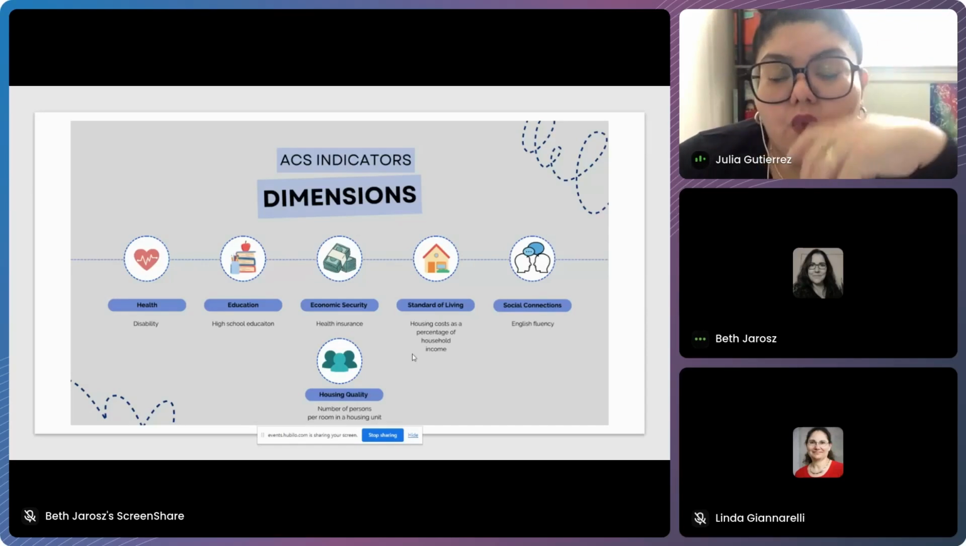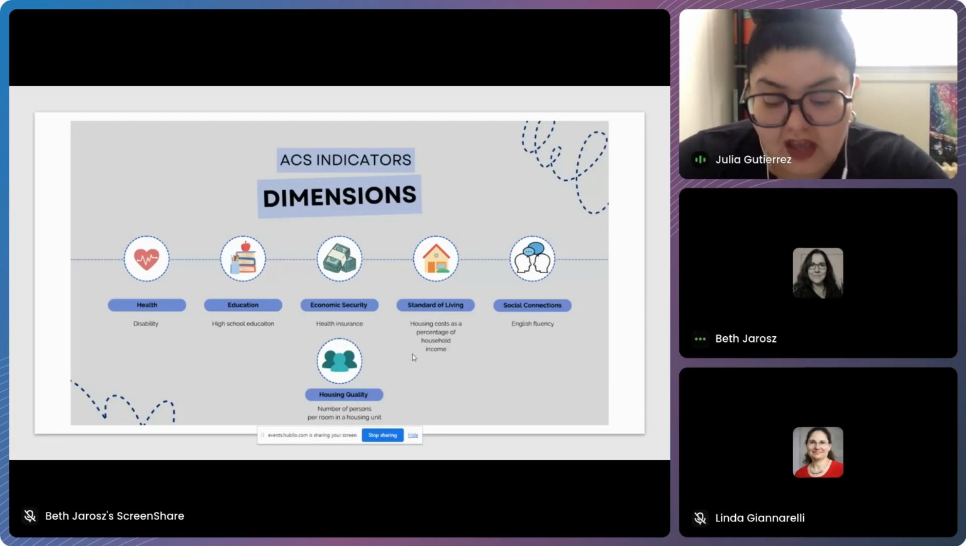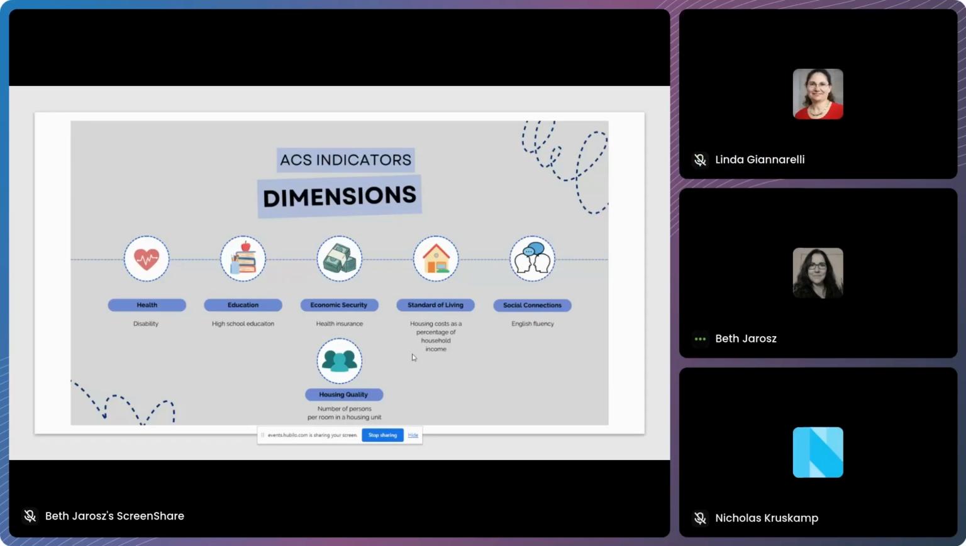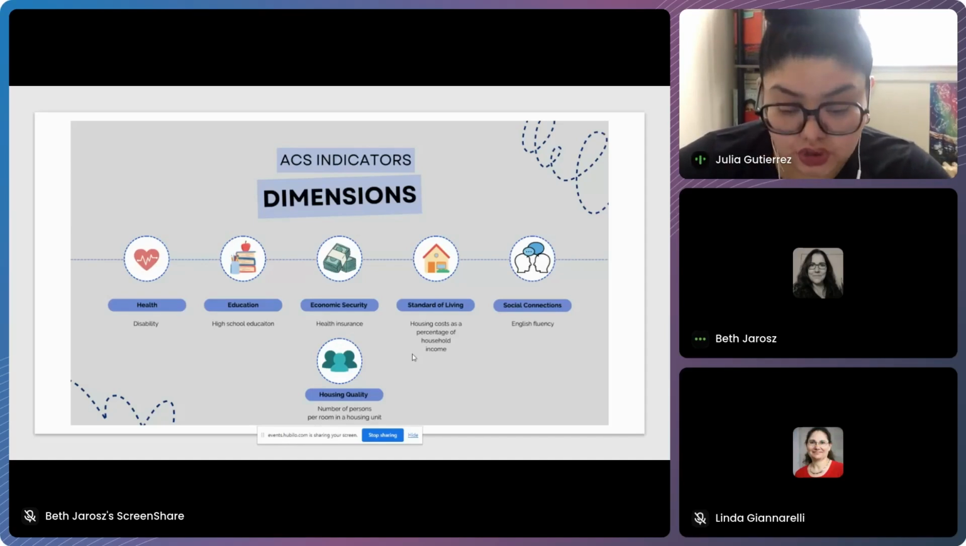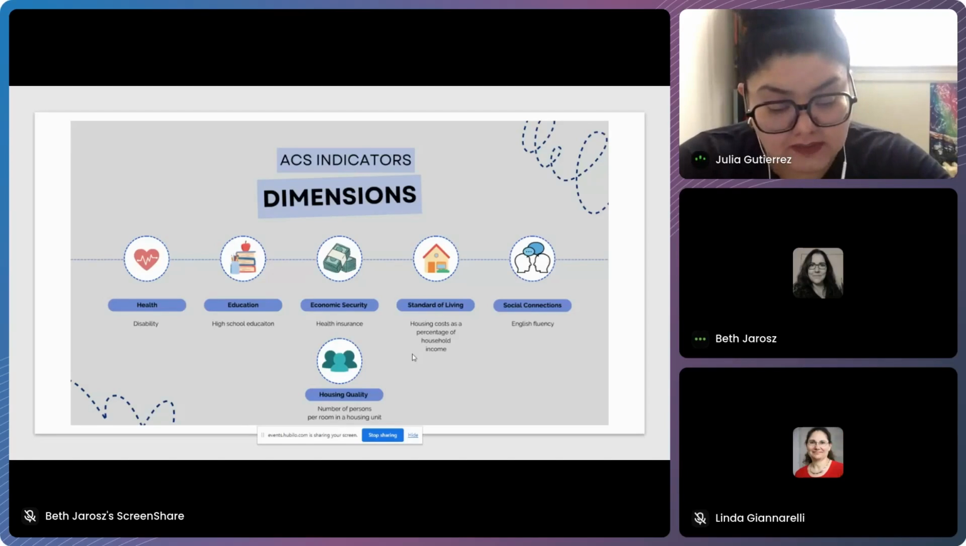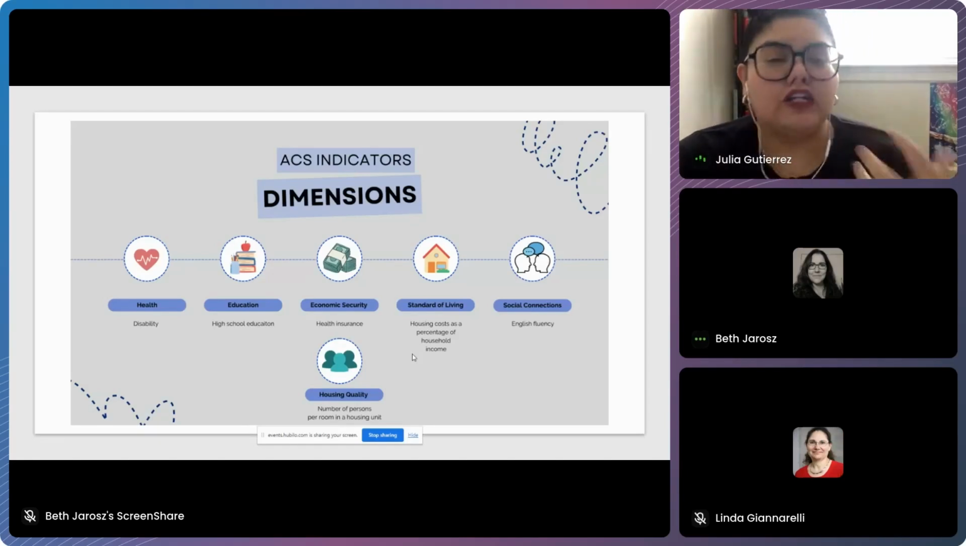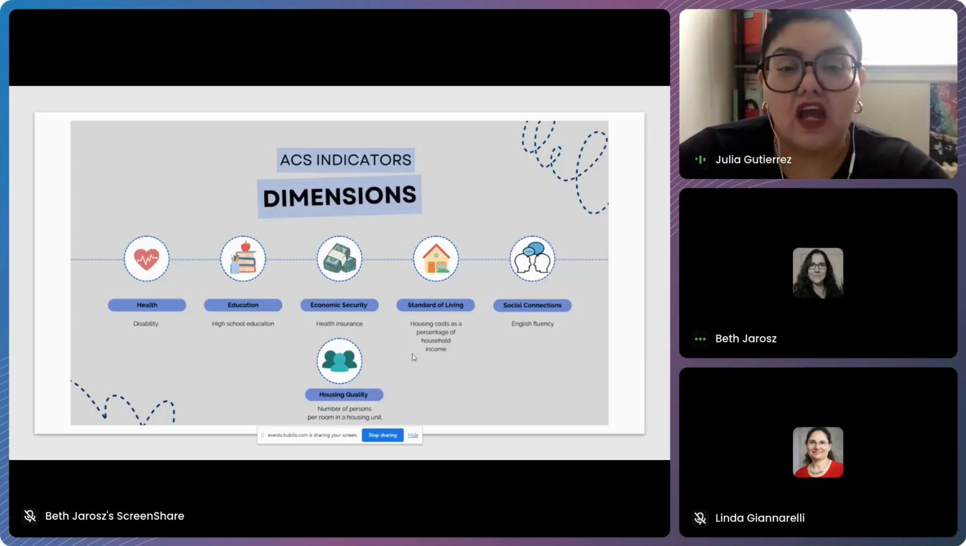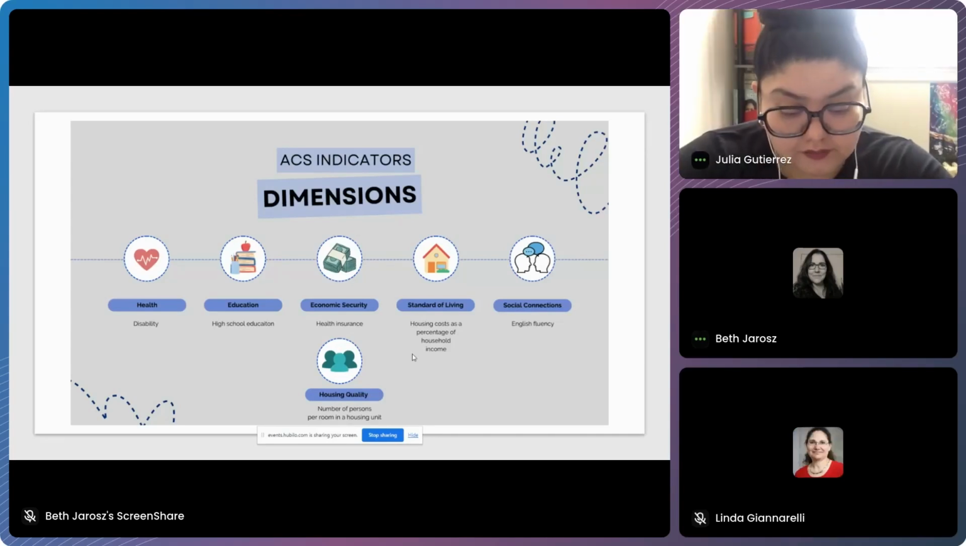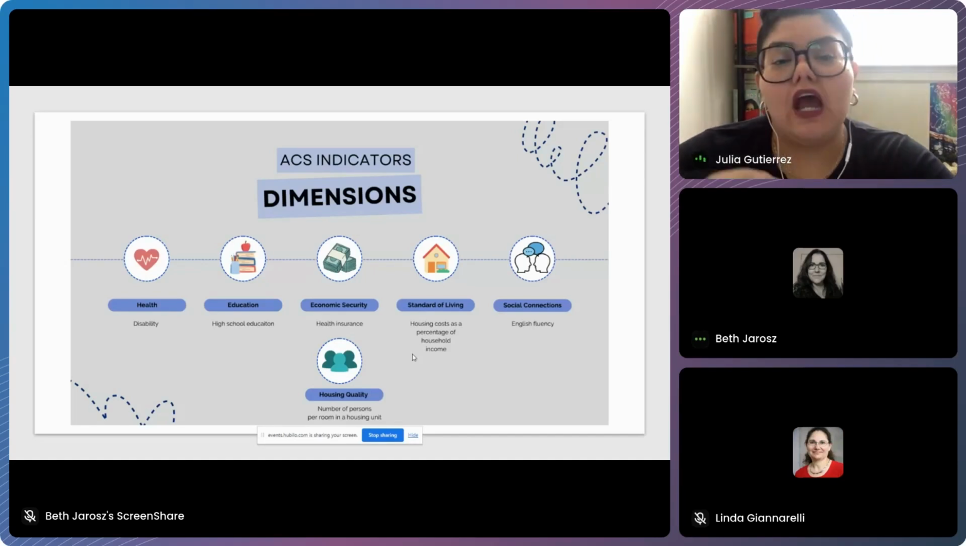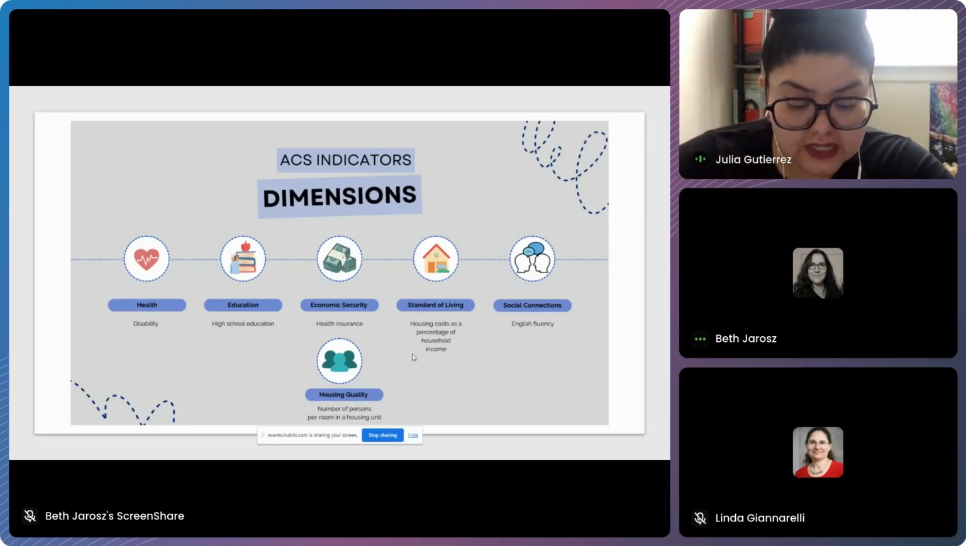So with health, I will be looking at, does this person have a disability, right? In education, does this person have at least a high school degree? And in economic security, does this person lack health insurance, right? Standard of living is housing costs as a percentage of household income, meaning are individuals spending more than 1/3 of their paycheck on housing costs? And then social connections, meaning are they speaking English fluently? And then housing quality, the number of persons per room in a housing unit.